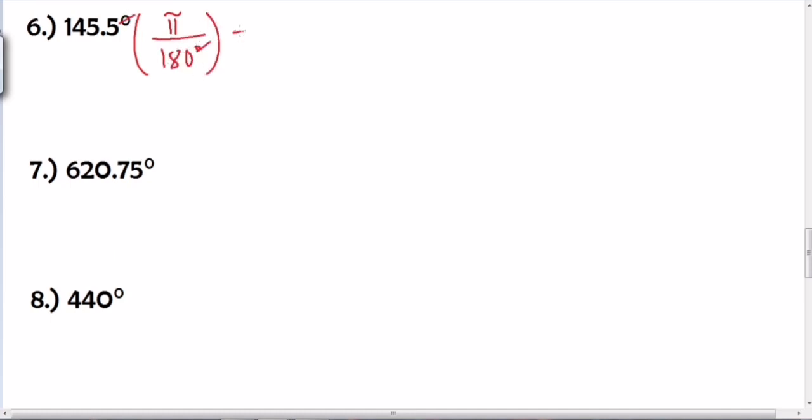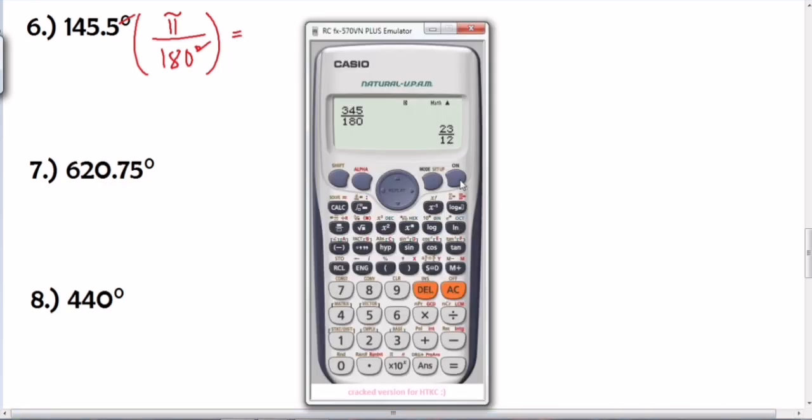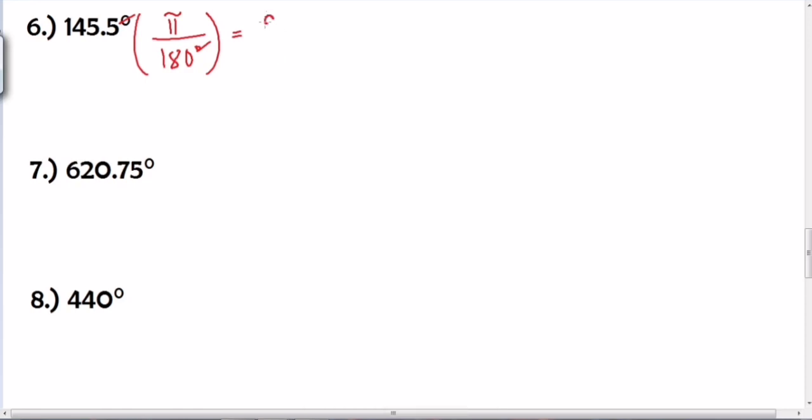So, cancel si degrees. Ayan. Tapos, isalpak pa rin sa calculate nyo na as is. So, 145.5 over, ayan, 180. So, the answer would be in fraction pa rin. So, 97 over 120. So, 97 over 120 pi rad. Okay, so the answer is this one.